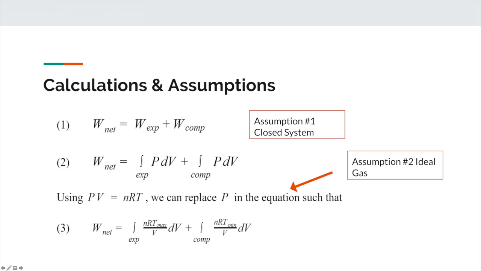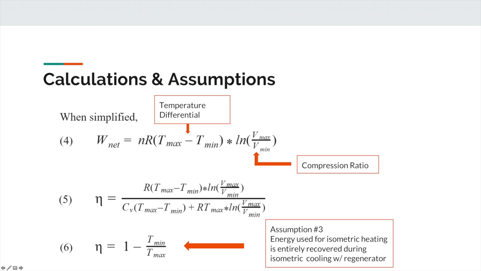For our calculations, we began with the assumption that our Stirling engine would operate as a closed system. Assumption 1 allows us to model the net work as the sum of the expansion and compression works. Then, by using assumption 2, that the air in the system would act as an ideal gas, we were able to use the ideal gas equation to simplify to equations 2 and 3. When simplified, our net work equation took the following form.